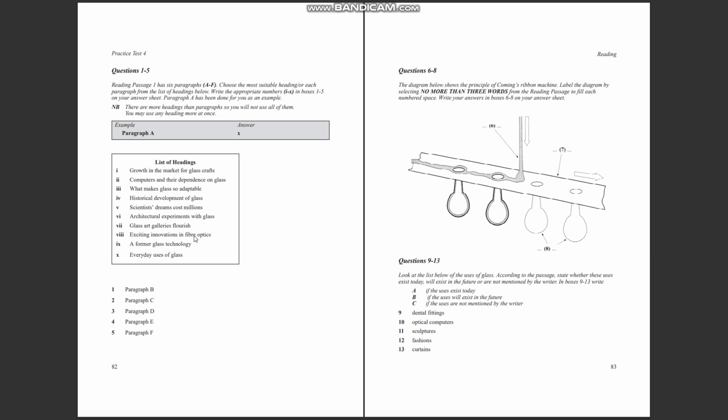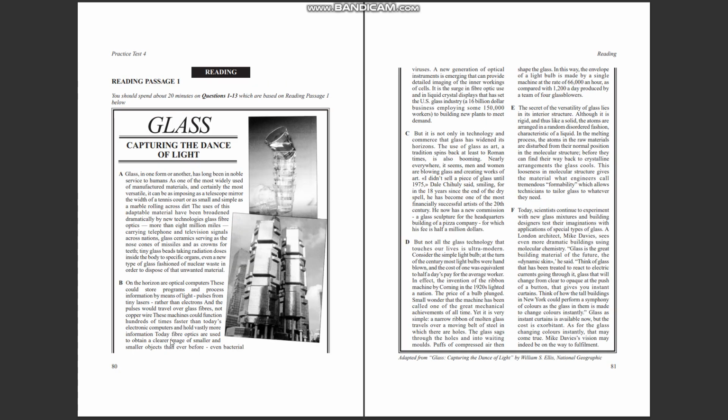Former glass technology. Everyday uses of glass. So I think exciting innovations in fiber optics. Yes, of course, they were discussing this thing that today fiber optics are used to obtain clearer images of smaller objects, even bacteria and viruses. This new generation of optical instruments emerging can provide detailed imaging of inner workings. So yes, this can be the answer.